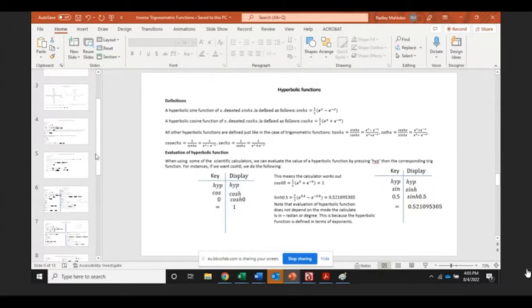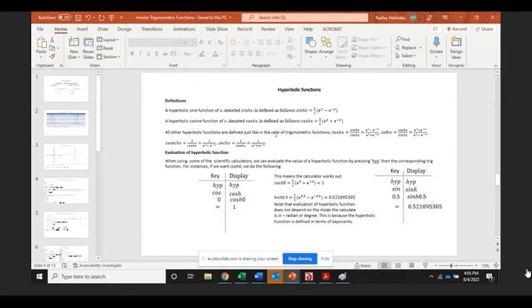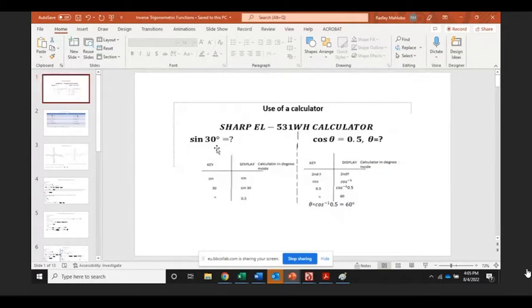Today we started with the topic that we are going to focus on today. That talks about the inverse trigonometric ratios.